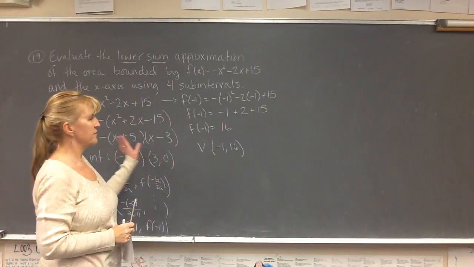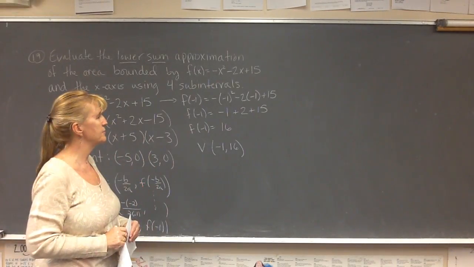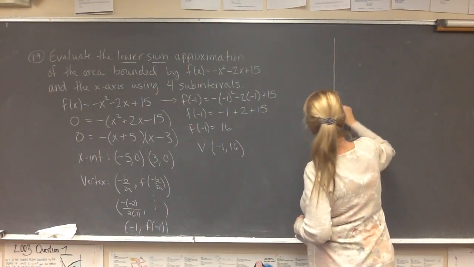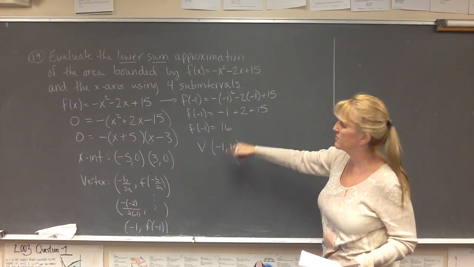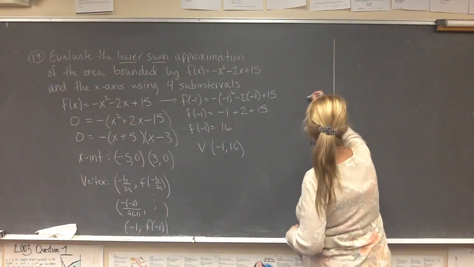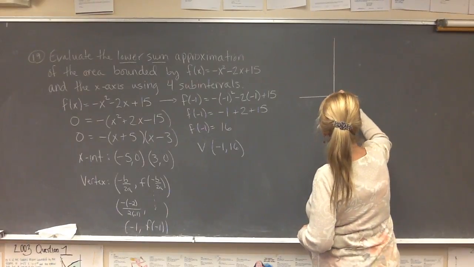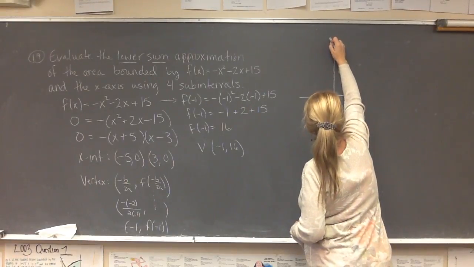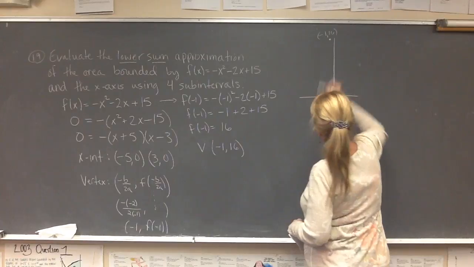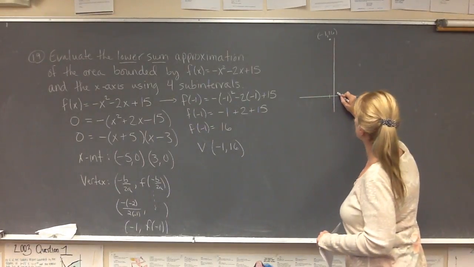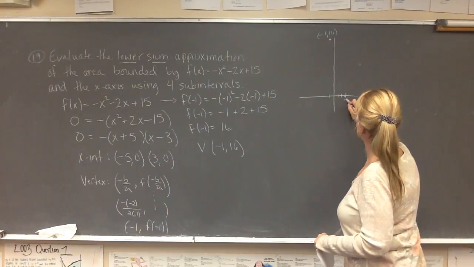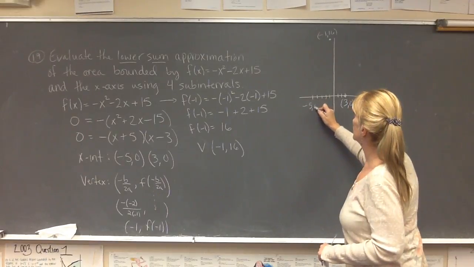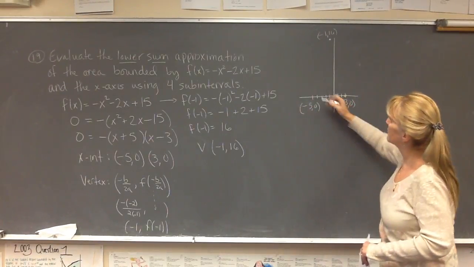I want to give a quick sketch of this graph so that I can understand a little better what I'm trying to find. I know I need to go at least up to 16, hopefully no higher. If that's my vertex, everything should open down from there. So negative 1 and then 16. Then my x-intercepts were 3, 0 and negative 5, 0. So this is a pretty steep function here.